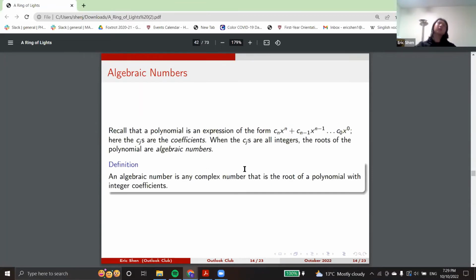Okay, so let's think about this, right? Well, is 1 an algebraic number? Well, it's the root of x minus 1, right? 1 minus 1 equals 0. And x minus 1 is an integer polynomial. So great, it's an algebraic number. What about n, for n an integer? Well, we have x minus n.